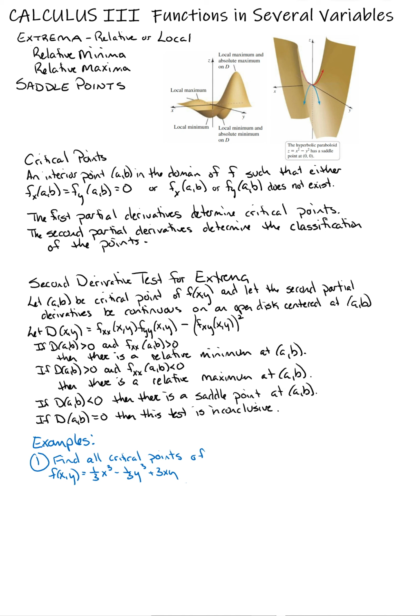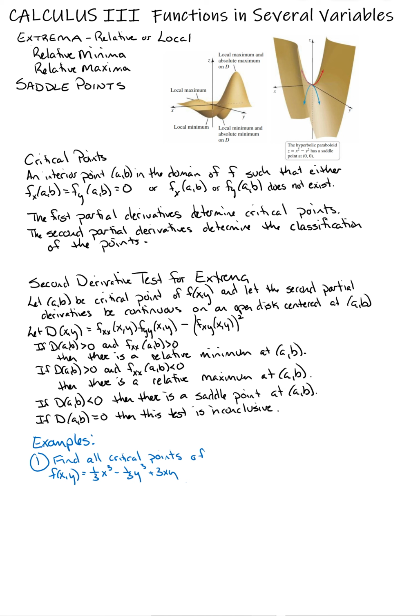And saddle points actually are interesting. They are points in which you have both things larger and smaller than that function value. So it's going to have both things above and below, as you can see here. The idea is that it looks kind of like a saddle.